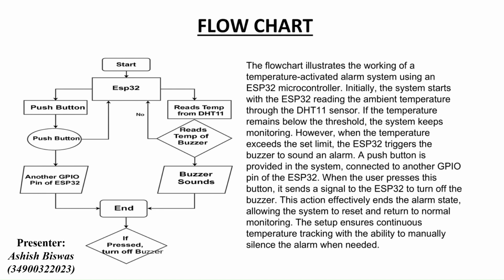This flowchart shows how the system works step by step. It starts with the ESP32 reading the temperature. If the reading is below the limit, it keeps monitoring. If the temperature goes above the threshold, the buzzer turns on. The system keeps the buzzer on until the push button is pressed, which resets the alarm and resumes normal monitoring. So this is how the system ensures real-time temperature tracking with immediate alerts and manual control.